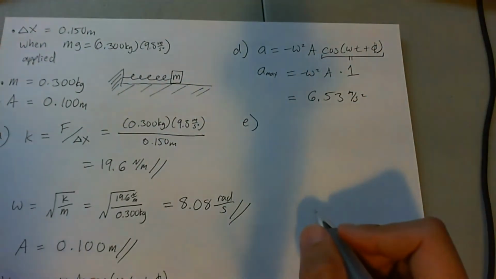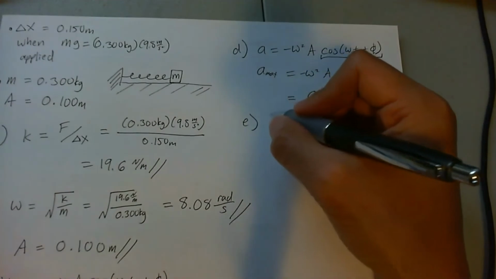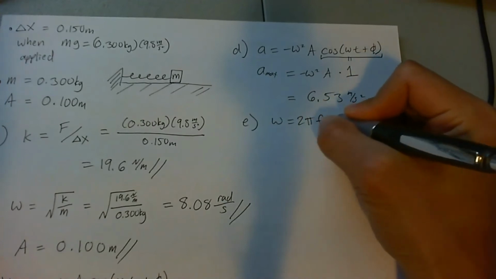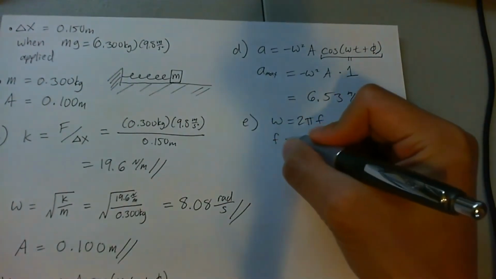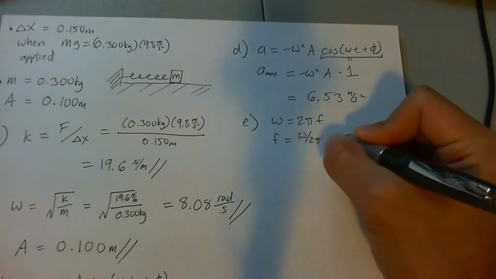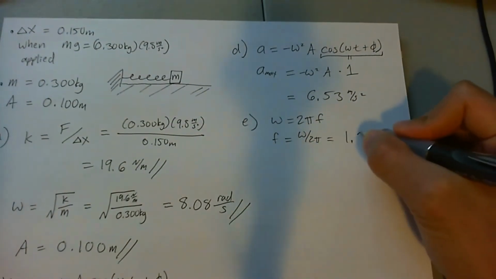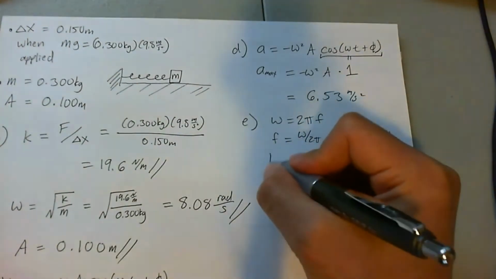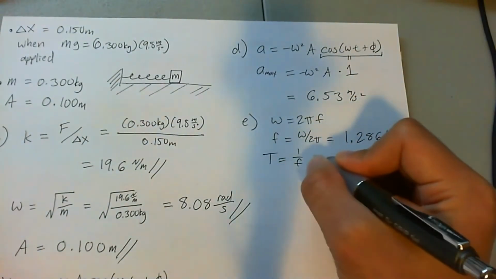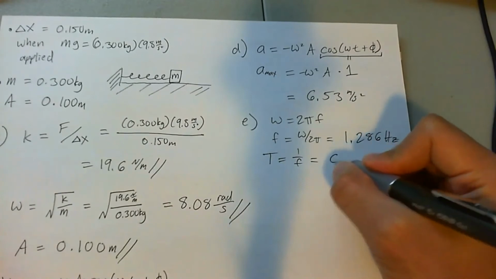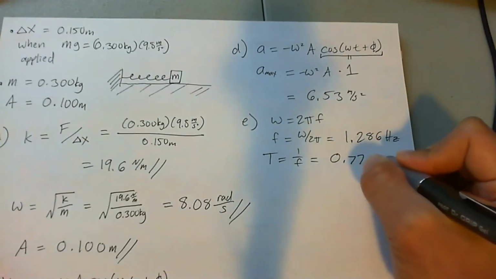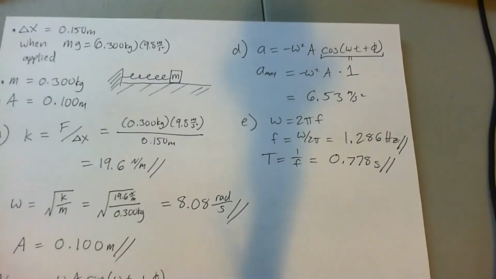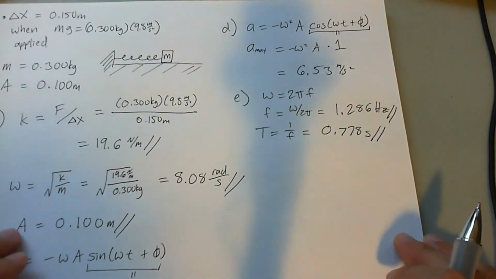For E, we need the period and the frequency. Well, we actually could figure out the frequency because we know that omega is 2 pi f. So since we know omega, we know f. This ends up being 1.286 hertz. The period is simply 1 over f, and it's in units of seconds. And that ends up being, if you plug it into your calculator, 0.778 seconds. So those are the answers to frequency and period.